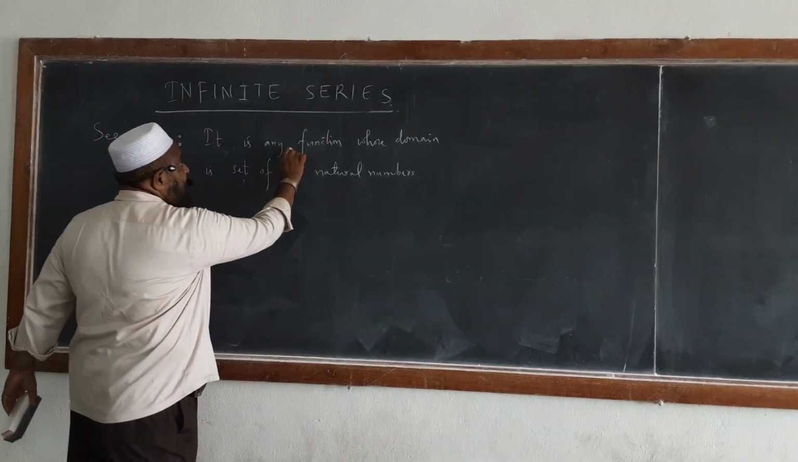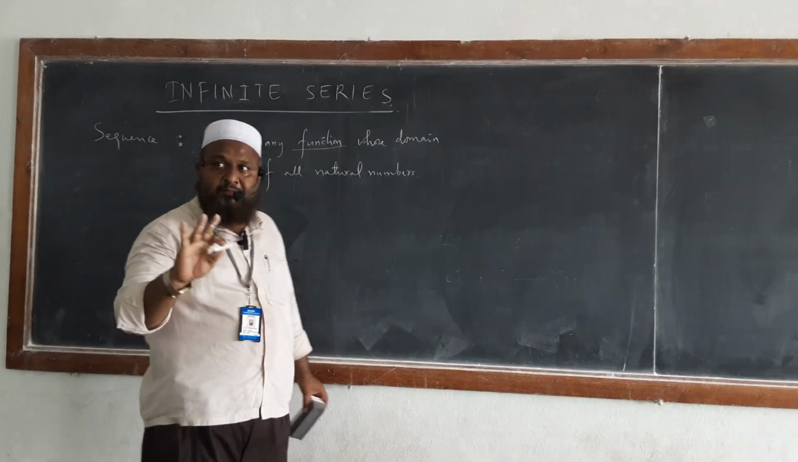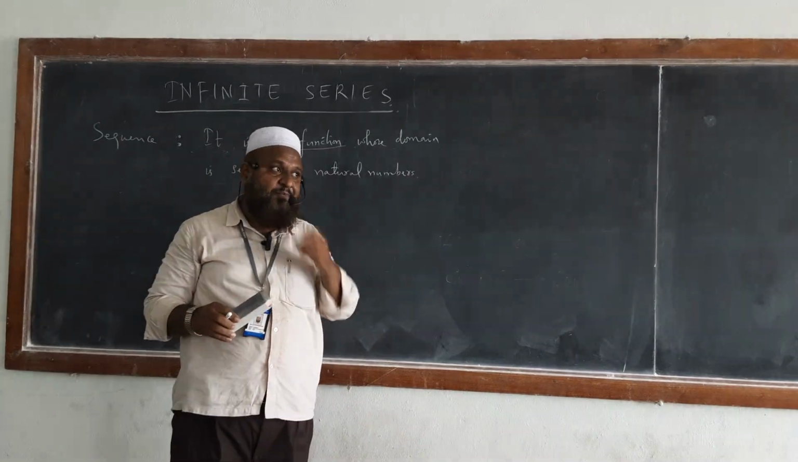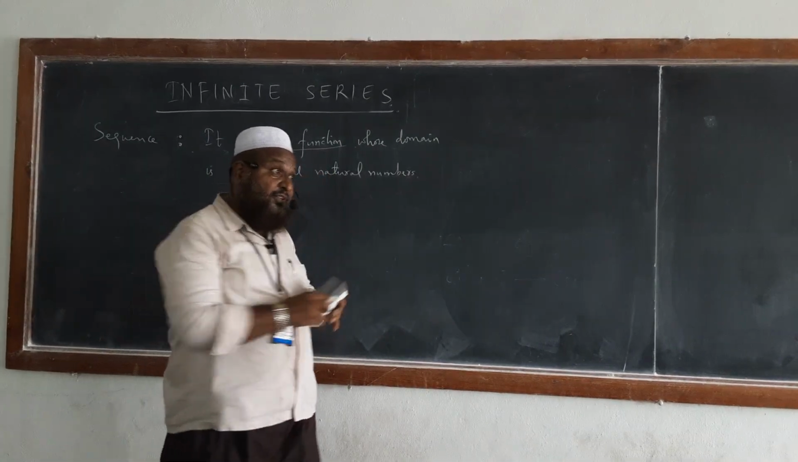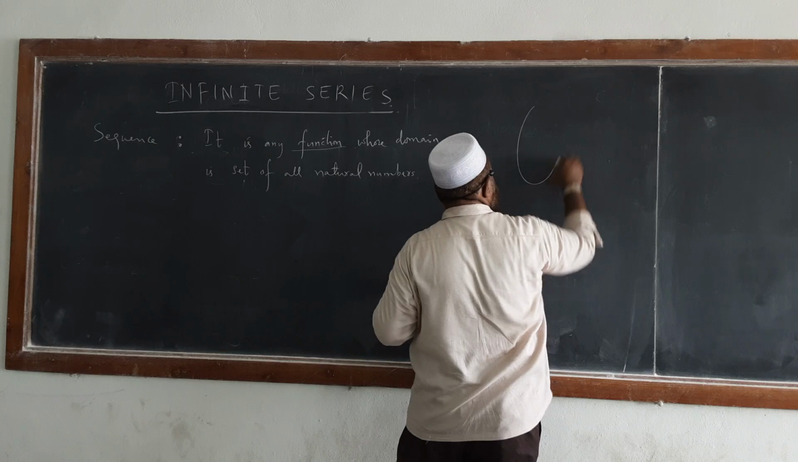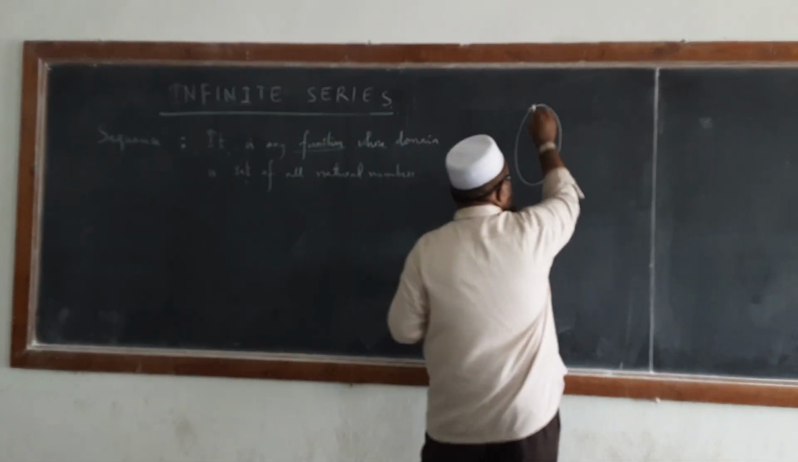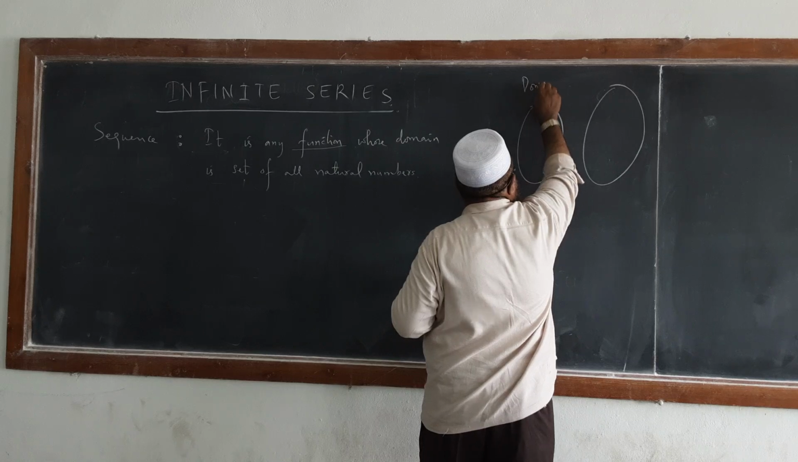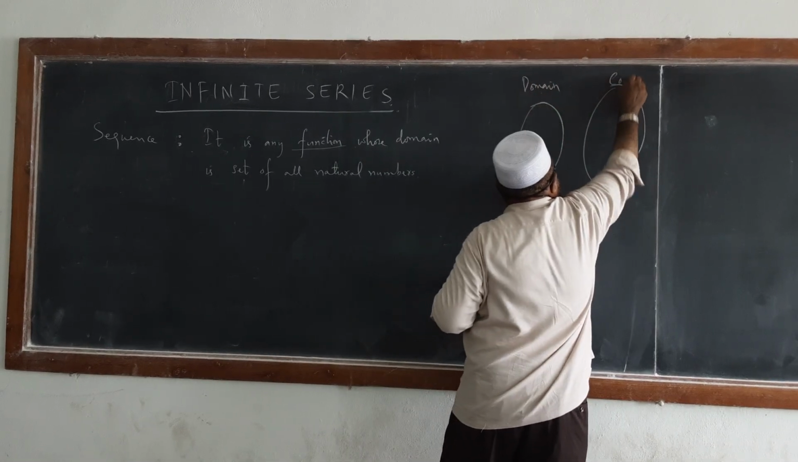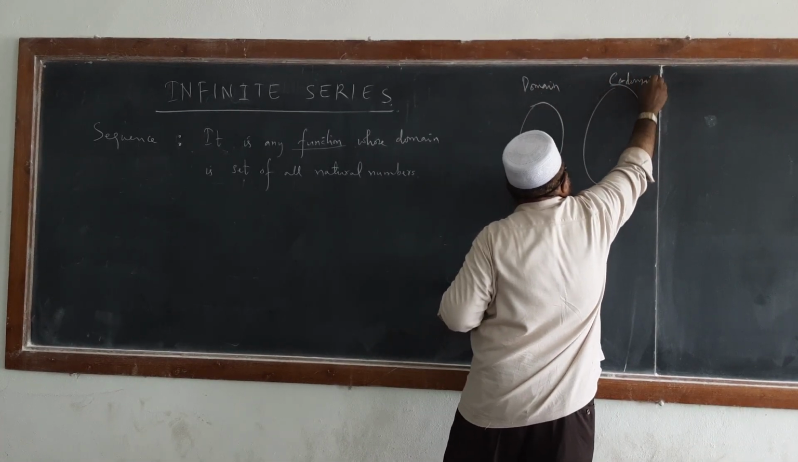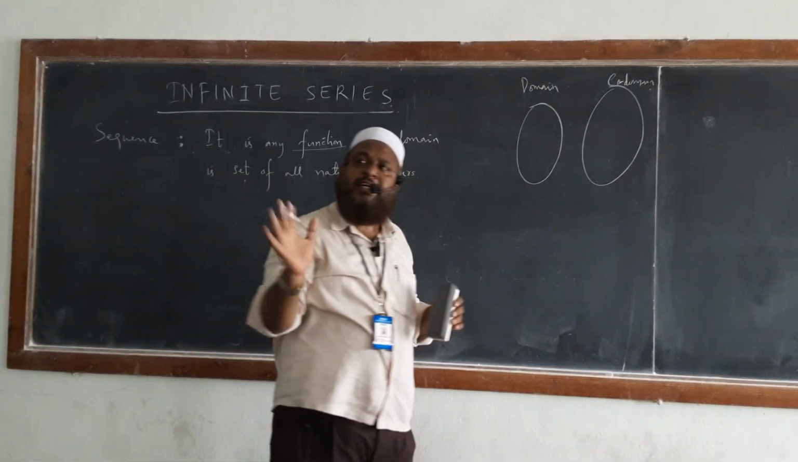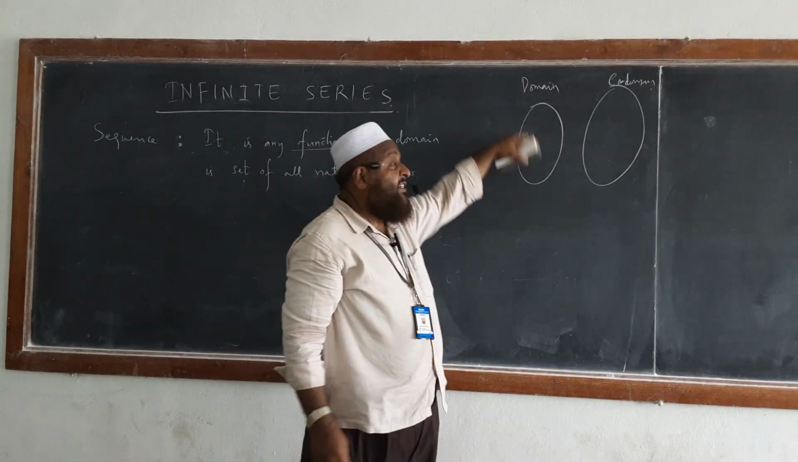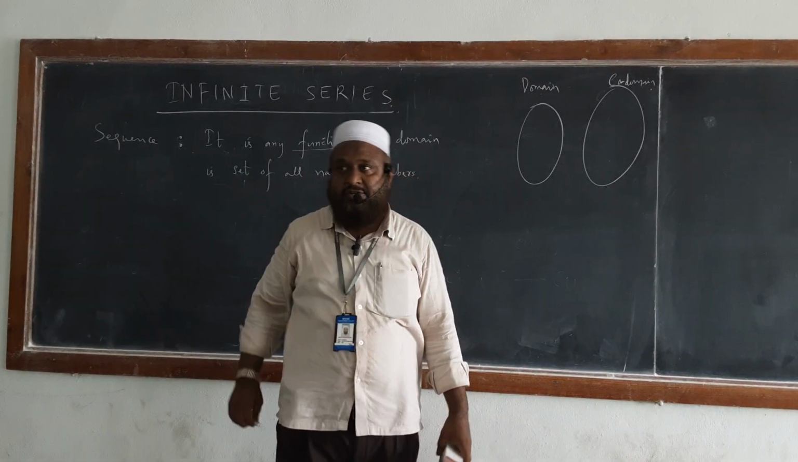You are saying that it's a function. So you know the minimum details of what is meant by a function. You have two sets under discussion. One is called the domain, and this is called the codomain. What should be the codomain? It can be anything. But the domain should be the set of all natural numbers.